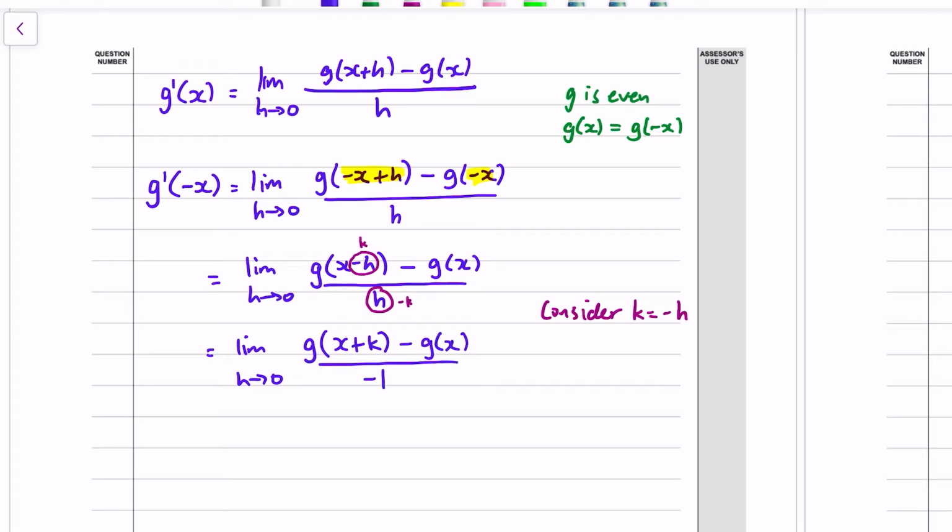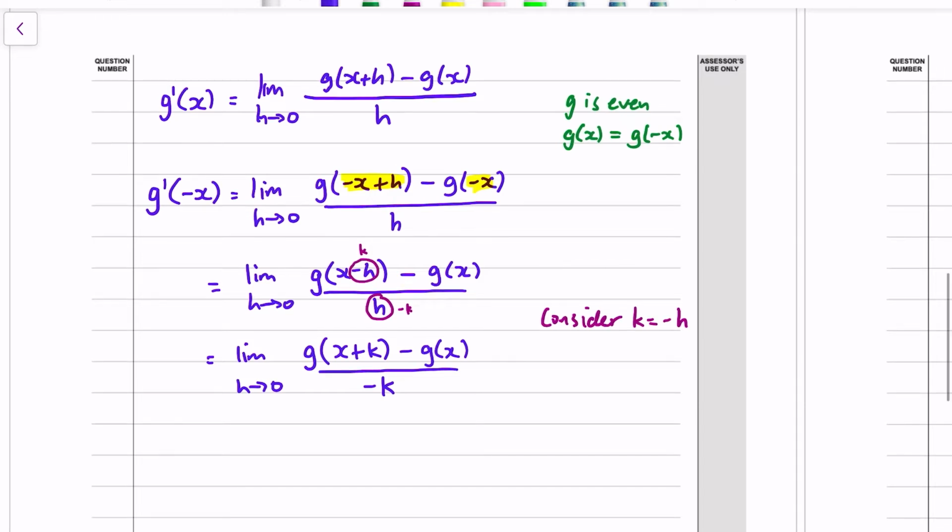And the reason for that is now it looks like the definition of the derivative, because the h here is an arbitrary letter chosen. And because it's got a plus in there, it's similar. And also, when k goes to 0, h will go to 0. k is equal to negative h. If we make k 0, h will be 0.